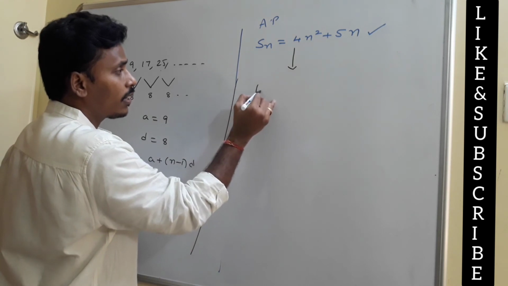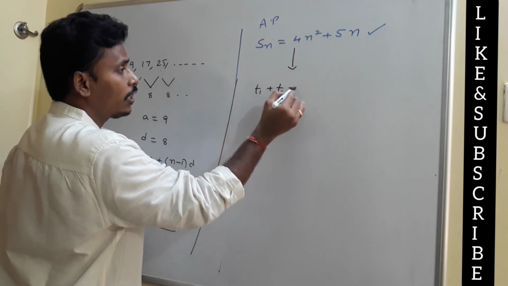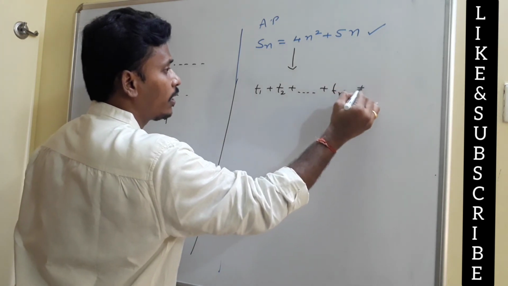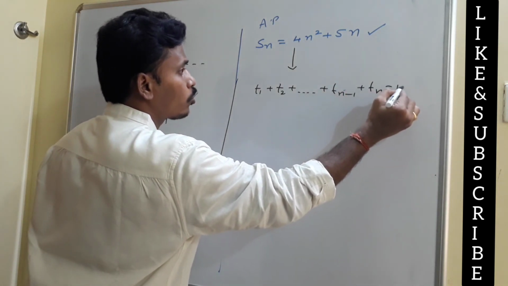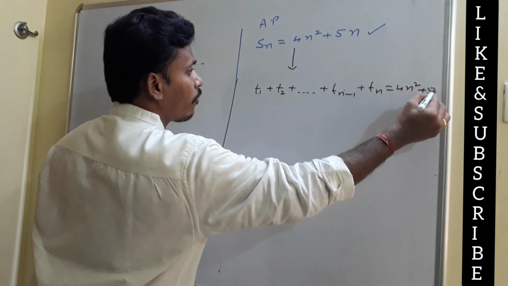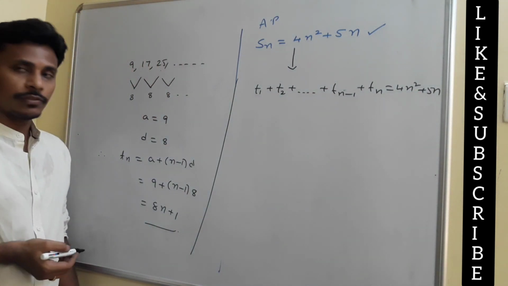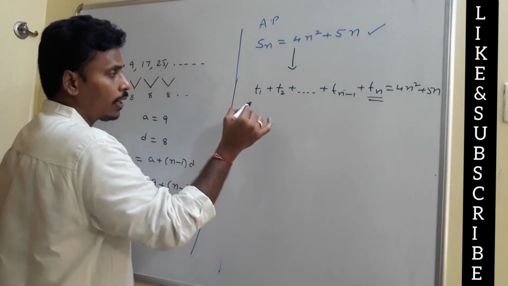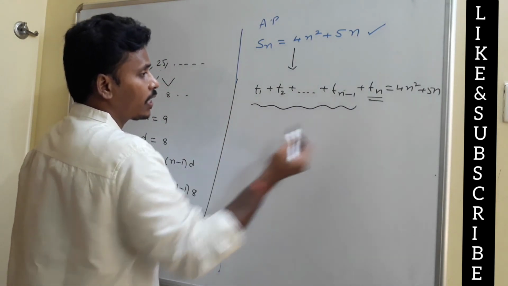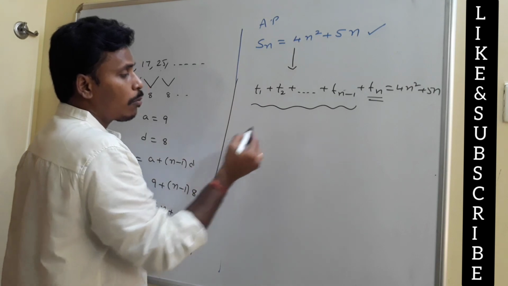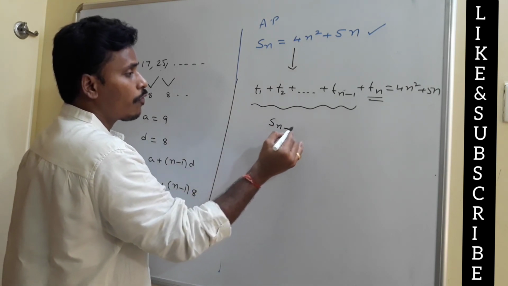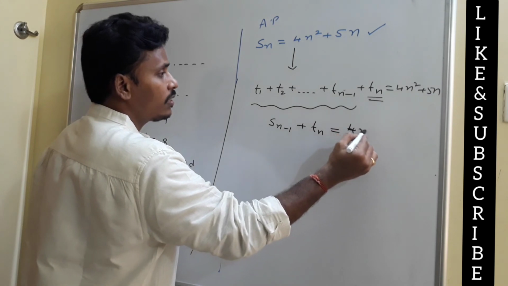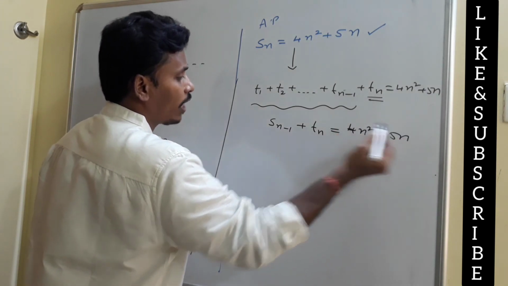Sn is nothing but T1 plus T2 and so on plus T(n minus 1) plus Tn, and that is equal to 4n squared plus 5n. Sn is the sum of n terms. Is it right? I need to find this nth term. But what is the sum of these n minus 1 terms? That is S(n minus 1). So S(n minus 1) plus Tn is again 4n squared plus 5n.